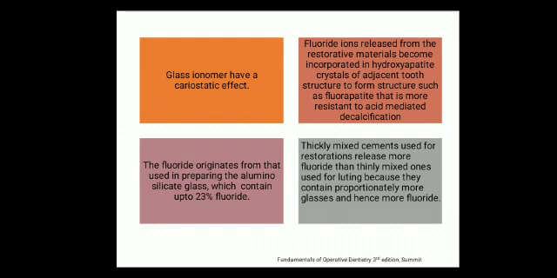The fluoride originates from that used in preparing the aluminosilicate glass, which contains up to 23% fluoride. Thickly mixed cement used for restoration releases more fluoride than thinly mixed ones used for luting, because they contain proportionately more glass, hence more fluoride.